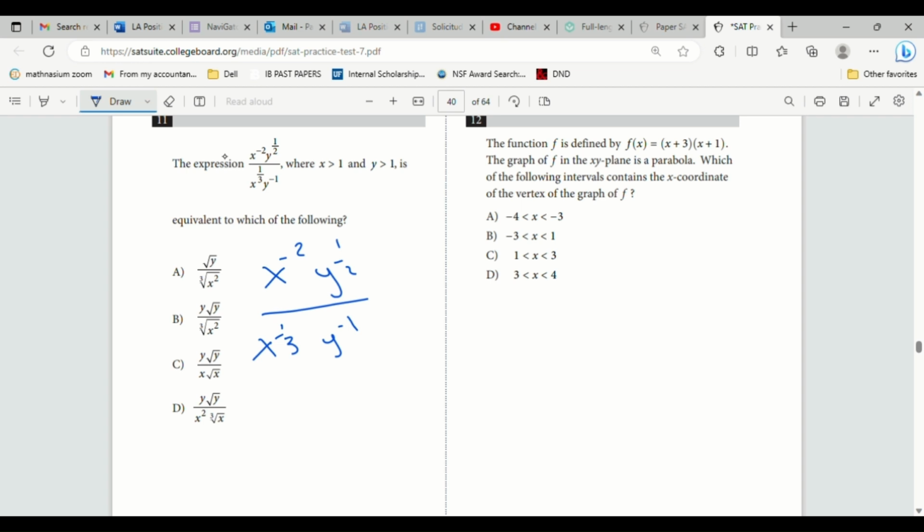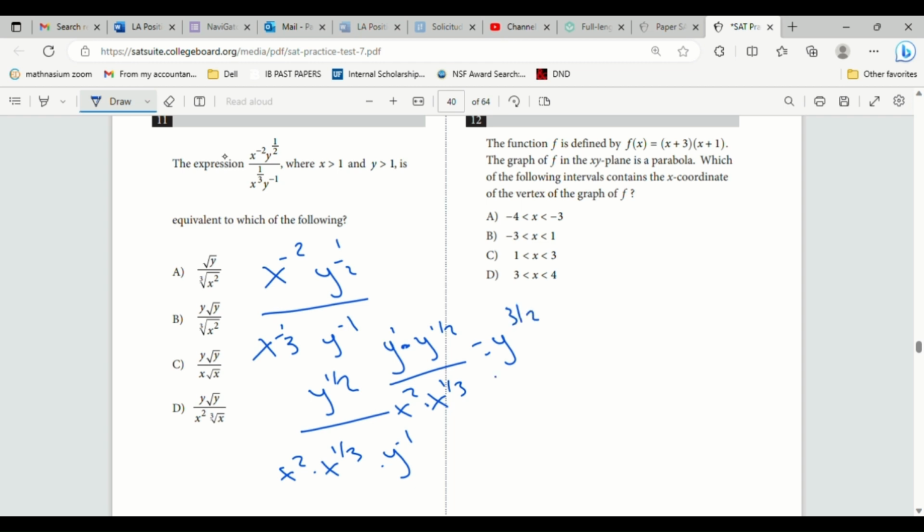So for example, x to the -2 really belongs on the bottom, so it's y to the 1/2 divided by x squared times x to the 1/3 times y to the -1, and the y to the -1 belongs on the top, meaning y to the 1 times y to the 1/2 divided by x squared times x to the 1/3. Then, since they're being multiplied, you add the powers. So this is y to the 3/2 divided by x to the 7/3.